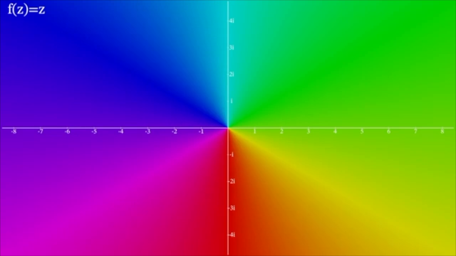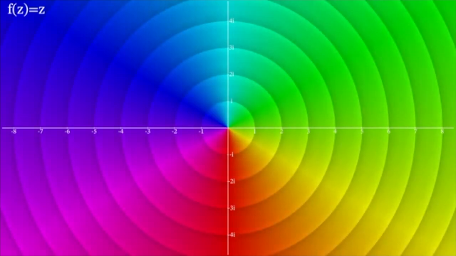If we wanted to see the absolute value of z, we can create contour lines on our phase portrait by varying the lightness of the color. We do this in such a way that it shows up as steps, or contour lines. Each contour line that you currently see represents an increase in the absolute value of 1. For our function f of z equals z, they are simply the lines of equal radius that we saw earlier.